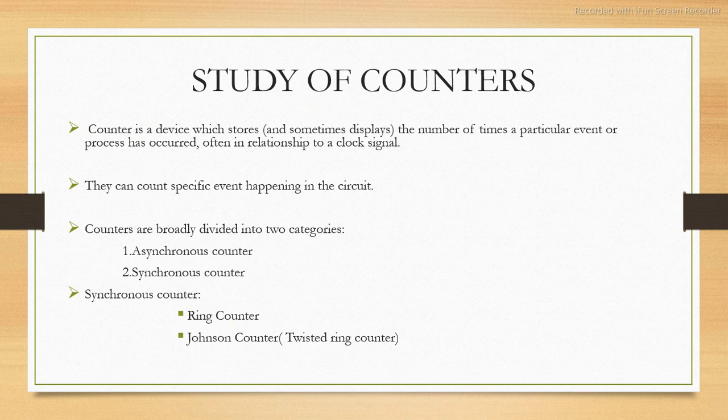Counter is a device which stores the number of times a particular event or process has occurred, often in relationship to a clock signal. They can count specific events happening in the circuit. Counters are broadly divided into two categories: asynchronous counter and synchronous counter. In synchronous counter, there are two types: ring counter and Johnson counter.